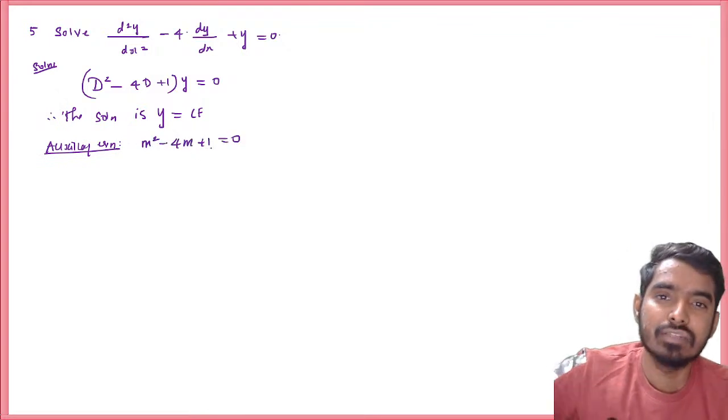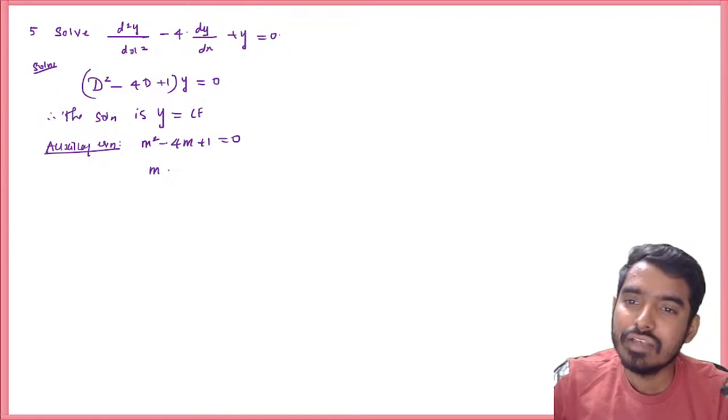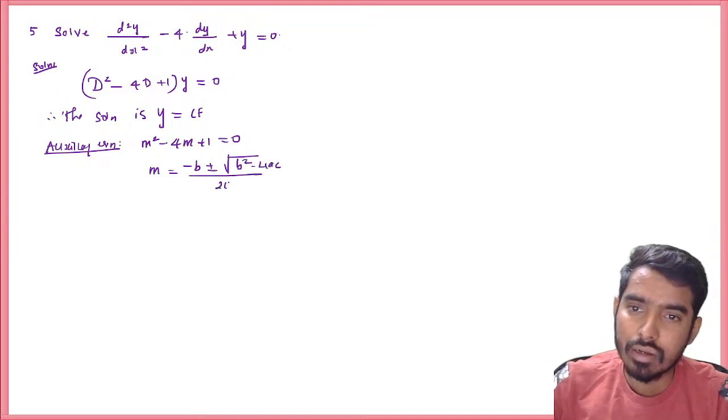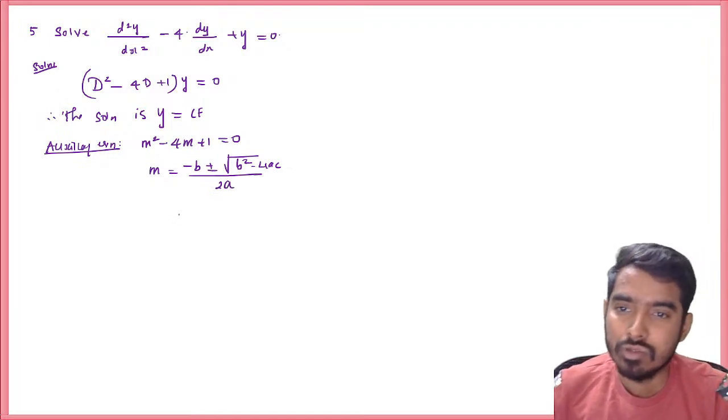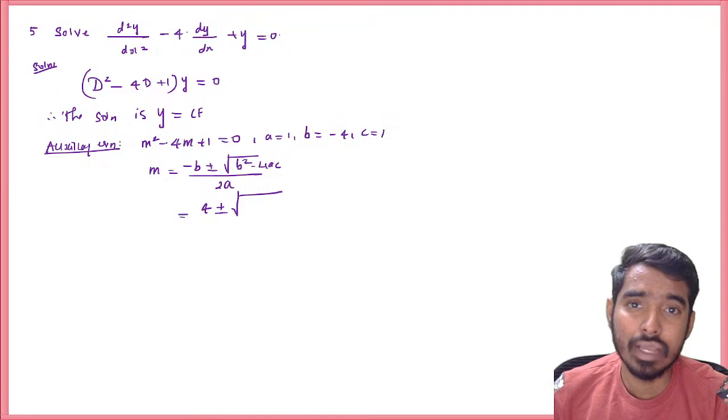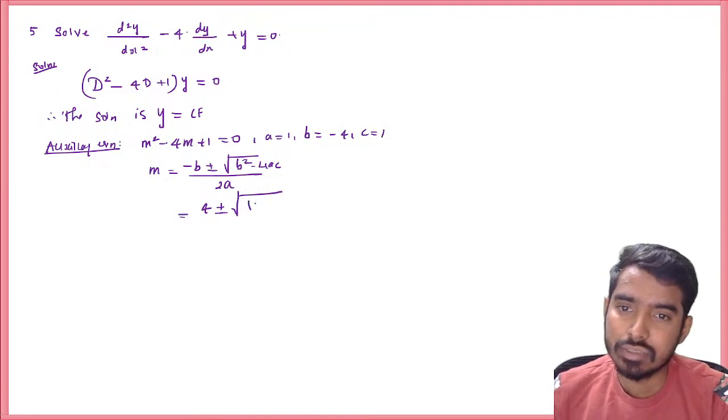m² minus 4m plus 1 is equal to 0. Always use the quadratic formula for finding the roots, right? So don't go for the factorization method. So always go for the quadratic formula. So minus b plus or minus root of b² minus 4ac, divided by 2a, where a is 1, b is minus 4, c is 1, from ax² plus bx plus c.